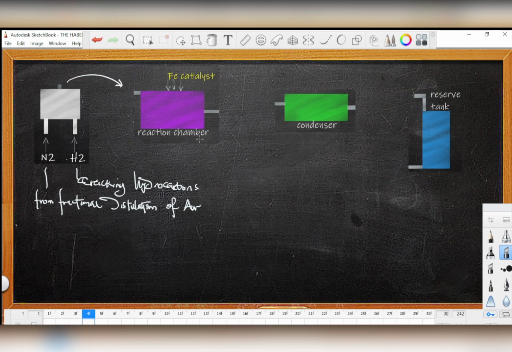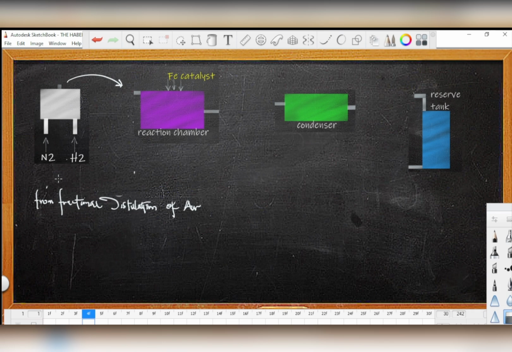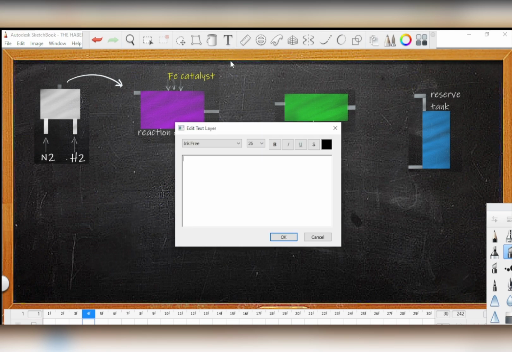What happens in the reaction chamber is very, very important. In fact, most IGCSE questions about the Haber process are about what happens in the reaction chamber. The first thing is, at the reaction chamber, iron catalyst or finely divided iron is used to catalyze the reaction. You know what a catalyst is? A catalyst is a substance that speeds up a reaction without taking part in the reaction.